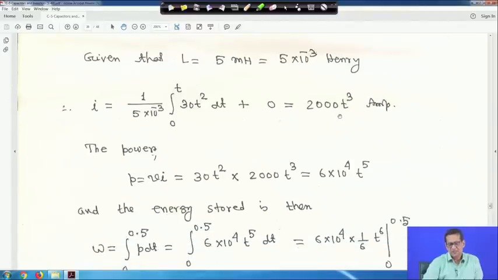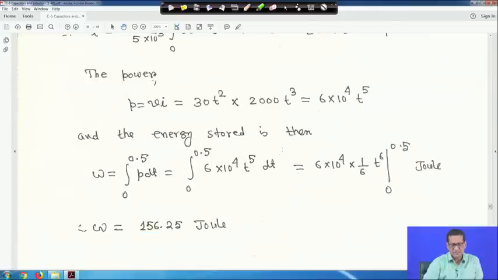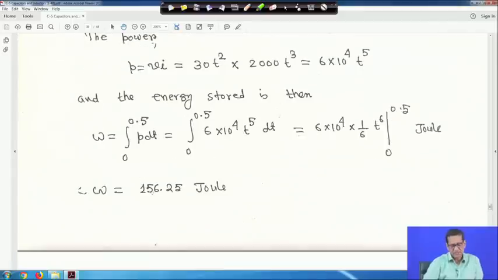So it is 2000 t cube ampere. The power P is equal to V I, where V is 30 t square into 2000 t cube, so it is 6 into 10 to the power 4 into t to the power 5. The energy stored has been asked between 0 and 0.5, so integrate p dt from 0 to 0.5. You substitute here and integrate, and you will get W equal to 156.25 joule.